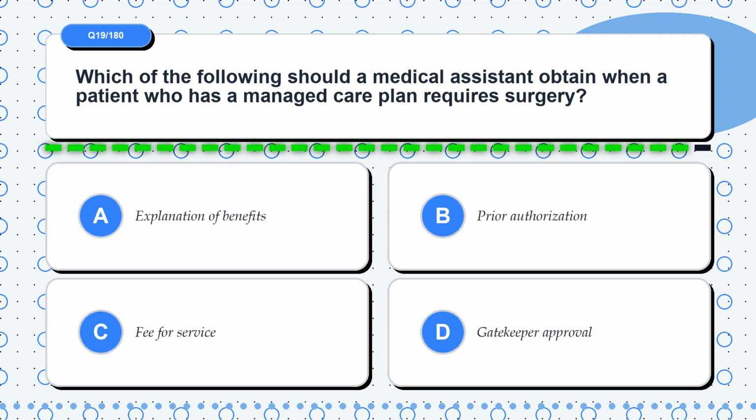Question 19. Which of the following should a medical assistant obtain when a patient who has a managed care plan requires surgery? Here are the options. Option A, explanation of benefits. Option B, prior authorization. Option C, fee for service. Option D, gatekeeper approval.